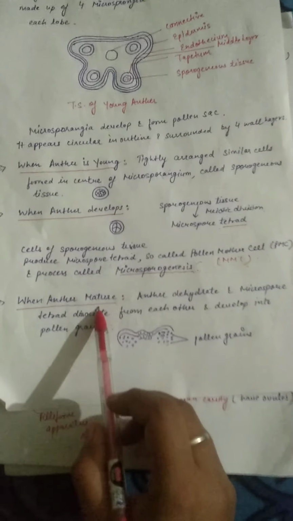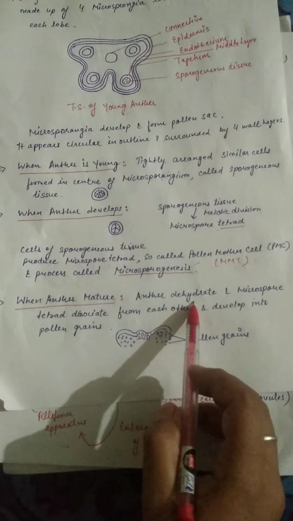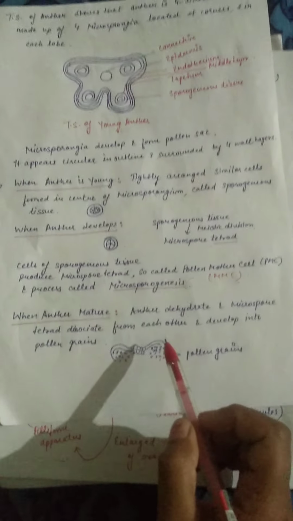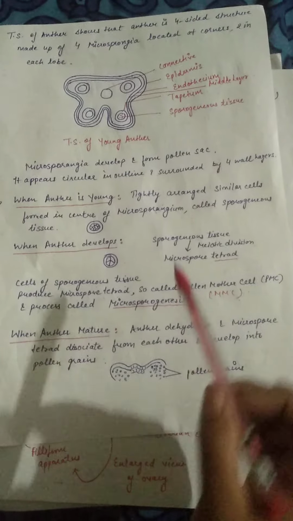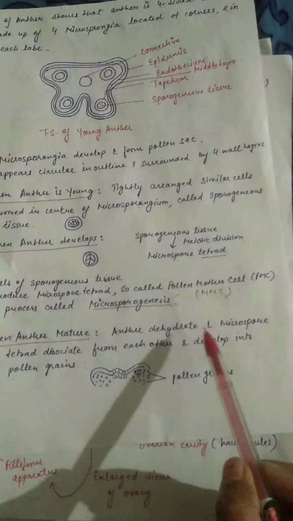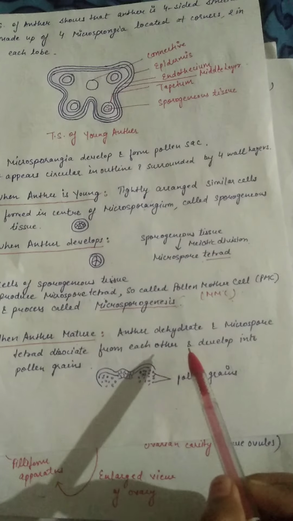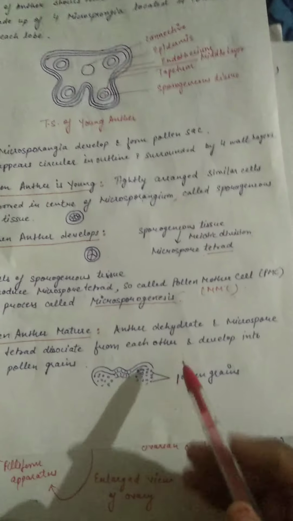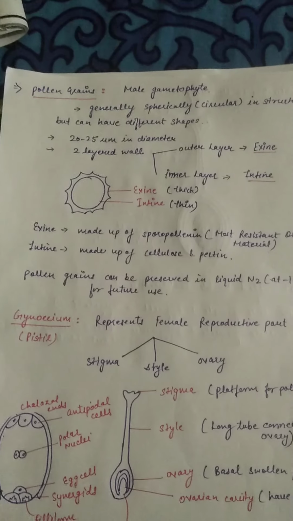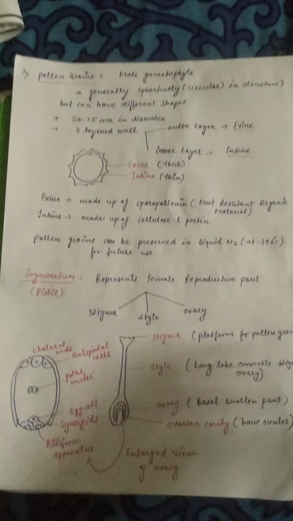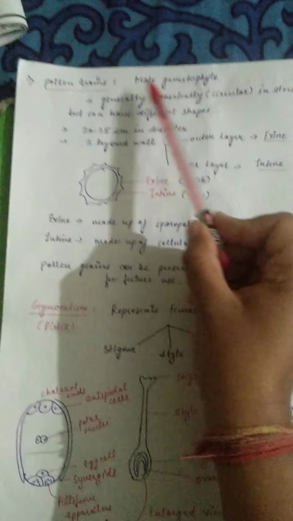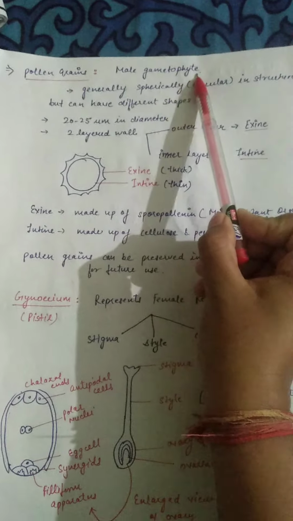When the anther matures, the anther dehydrates. When the anther matures, there is dissociation of all the layers which I described above, like epidermis, endothecium, middle layer. These layers dissociate from each other and the pollen grains develop and dry. Now the pollen grains are developed, which are also called the male gametophyte.